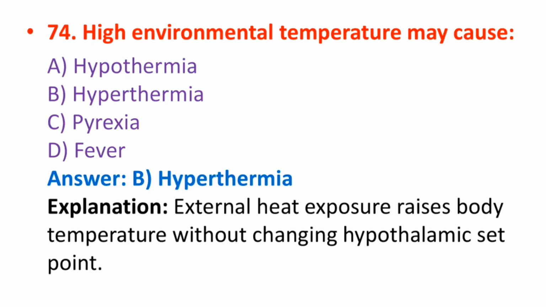High environmental temperature may cause option A, hypothermia, option B, hyperthermia, option C, pyrexia, option D, fever. The correct answer is option B, hyperthermia. External heat exposure raises body temperature without changing the hypothalamic set point.